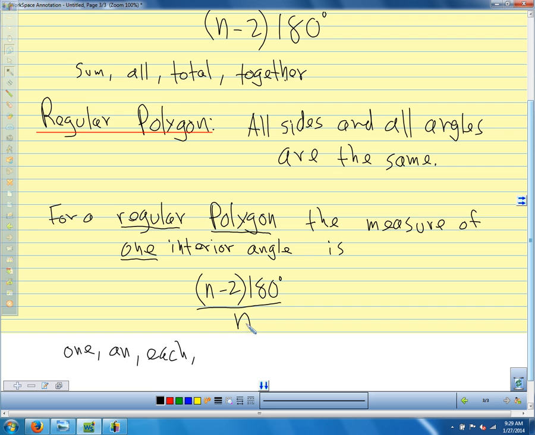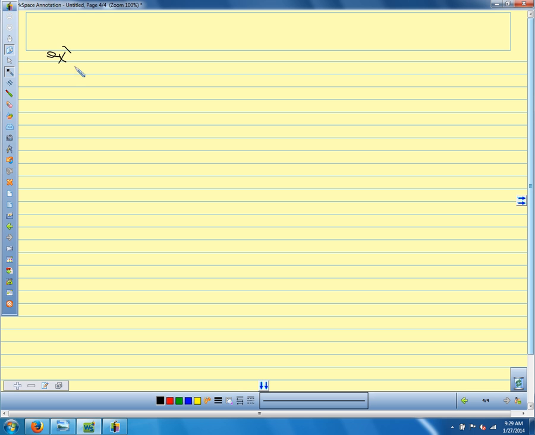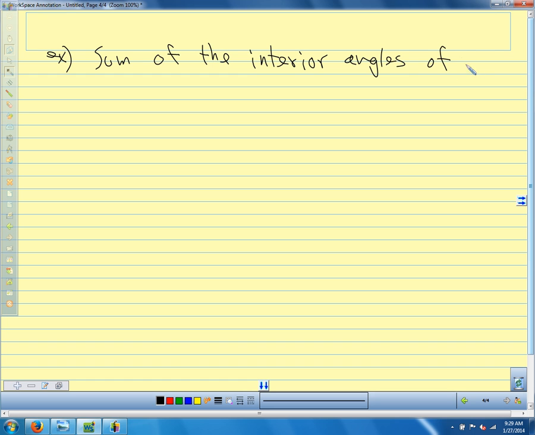All right, let's look at a couple of examples of using these formulas, and then we'll talk about the exterior angles. So right now we're talking about the interior angles and the sum or one. So here's my first example. We want the sum of the interior angles of a ten-gon. This is just the generic way we name polygons without having special names for their sides. Anybody know what's another name we could call a ten-gon? Decagon. We call it a decagon.